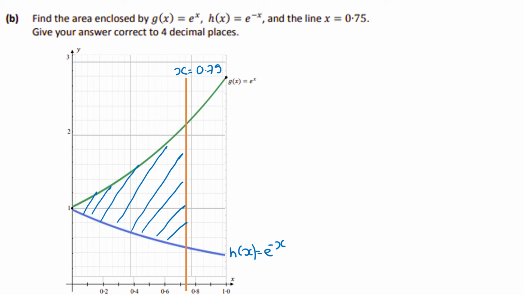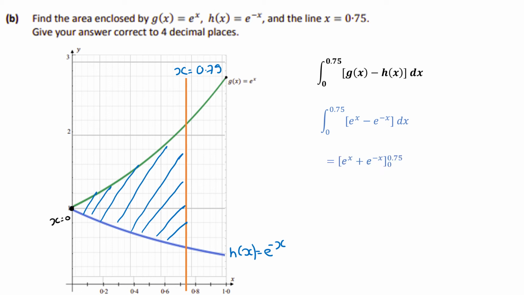So once you want area with a graph, we're going to be talking about integration. So we want to integrate between where those two graphs meet, which actually is fine because it's where we started. So that is where x equals 0. And then on the right hand side, it's bounded by x is equal to 0.75. So that's what we end up with. We want to integrate g of x minus h of x between 0 and 0.75. And it looks like e to the power of x minus e to the power of minus x.